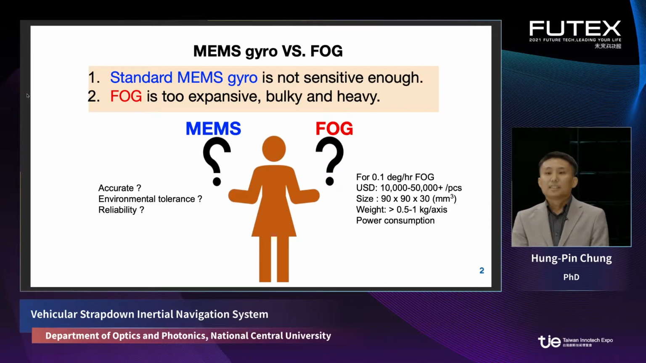applications. So if one wants to choose a gyro for vehicle navigation applications, with MEMS one will consider the accuracy, the tolerance of environment, or the reliability of the MEMS gyro. However, on the other hand, if one chooses the FOG, one may think the FOG is too expensive, at around 10,000 US dollars per axis, or is a bulky and heavy device.